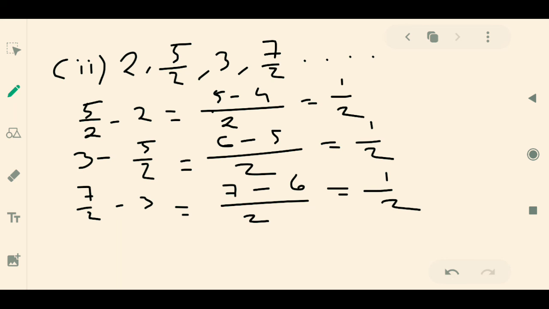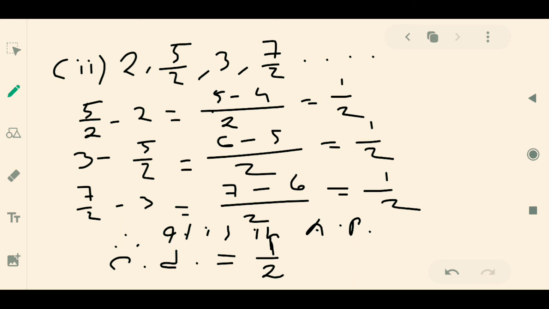And we can see the common difference is the same. Since it is in AP, directly we can write, since the common difference is the same, therefore it is in AP. And the common difference is which one? Half. And you need to find out 3 more terms.